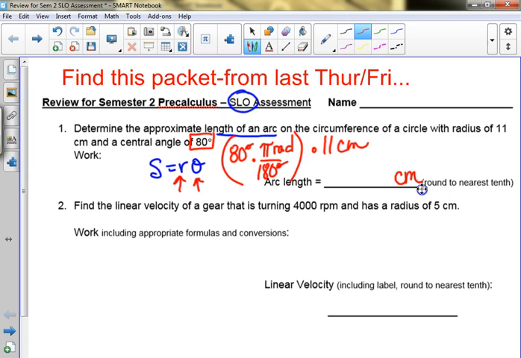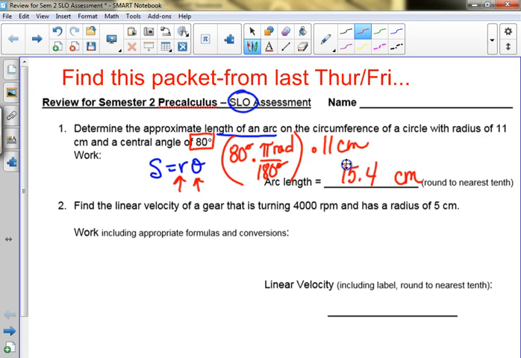It says rounded to the nearest tenth. So that means, guys, please type it in. 80 times pi divided by 180 is 0.1396, blah, blah, blah, times 11. I got 15.4. Did anybody else get 15.4? I'm a little nervous. What if you had rounded that to 1.4 and then multiplied by 11? You'd still get 15.4, so that's good. All right.